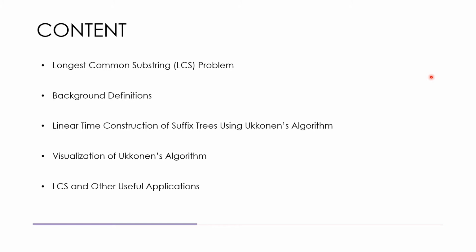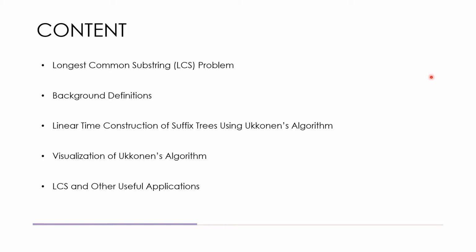So first of all, I'll be mentioning the longest common substring problem, or LCS problem. I'll be discussing some of the properties, and after that I'll be going over some background definitions that we need to first understand in order to see in depth how to construct suffix trees in linear time. So things like what is a suffix tree and edge labels, path labels, things like that.